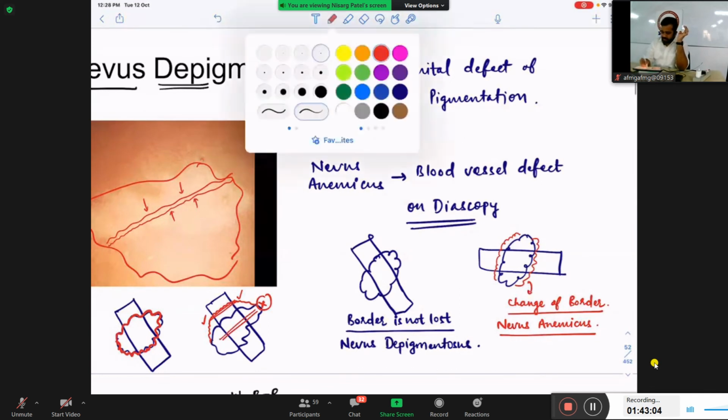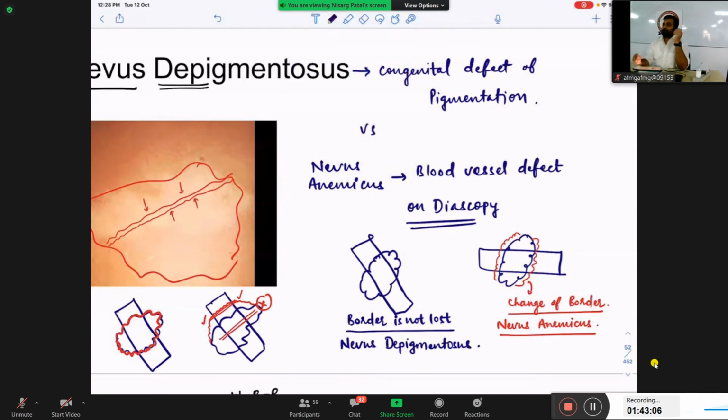What is the most common cause of Raynaud's phenomena? It's idiopathic. Most common is idiopathic. This MCQ has been asked.